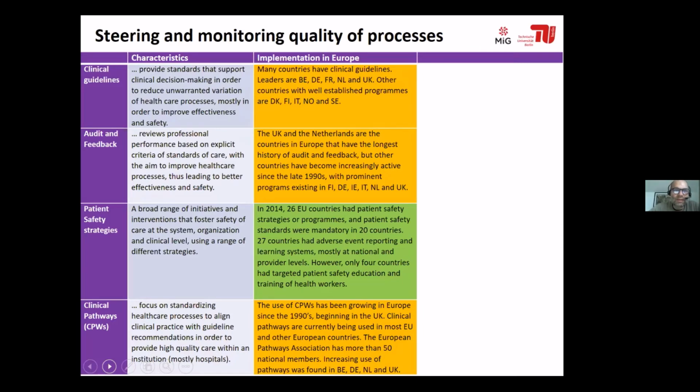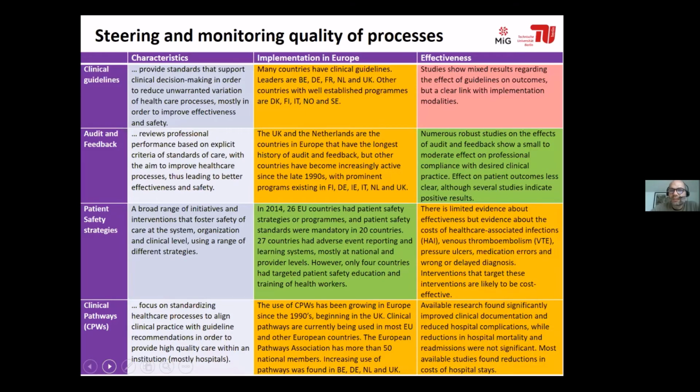The last one are clinical pathways, which, unlike clinical guidelines, focus on care processes within institutions, mostly hospitals. Again, similar to clinical guidelines, we have some countries with very established systems and other countries where there is little or no activity.